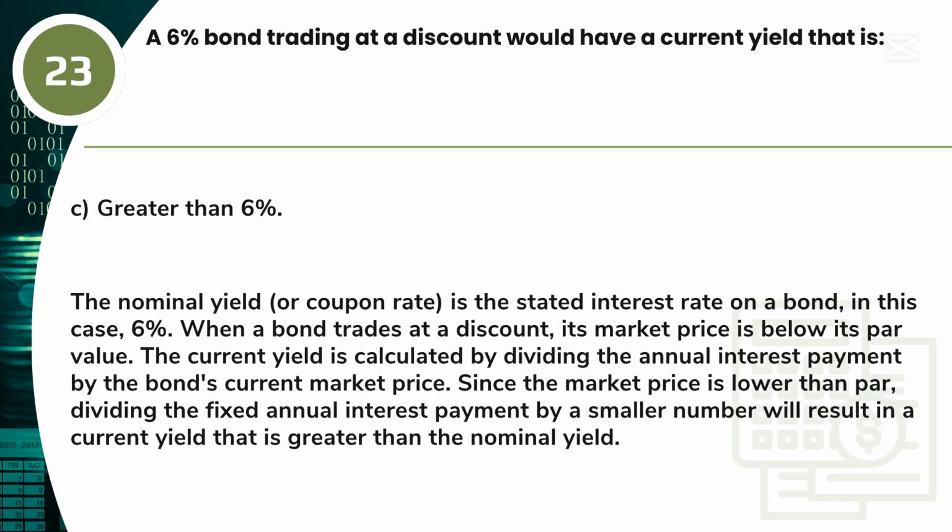Answer: C. Greater than 6%. The nominal yield, or coupon rate, is the stated interest rate on a bond, in this case, 6%. When a bond trades at a discount, its market price is below its par value. The current yield is calculated by dividing the annual interest payment by the bond's current market price. Since the market price is lower than par, dividing the fixed annual interest payment by a smaller number will result in a current yield that is greater than the nominal yield.